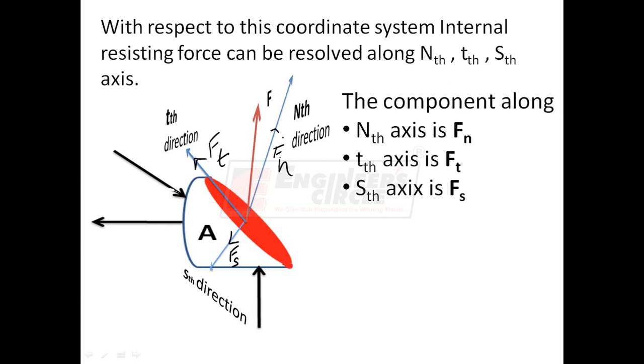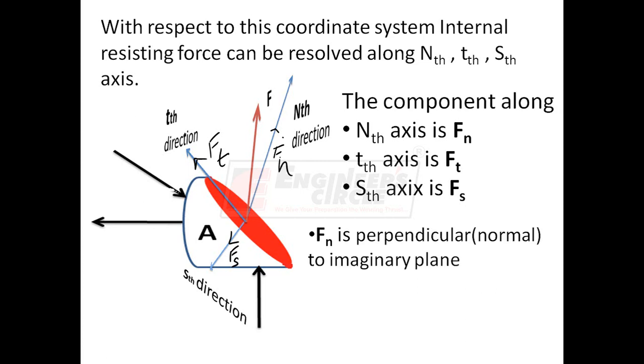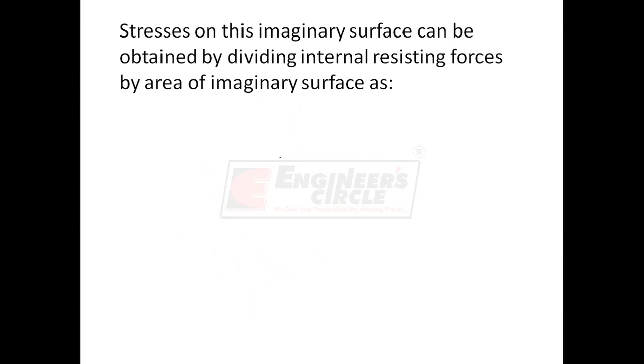It can clearly be seen that the internal resisting force Fn is perpendicular to the red cross section, and Ft and Fs are acting along the cross section, that is, they are shear components. To calculate stresses on this red imaginary surface, we divide the internal resisting force F by the cross sectional area of this red imaginary plane.